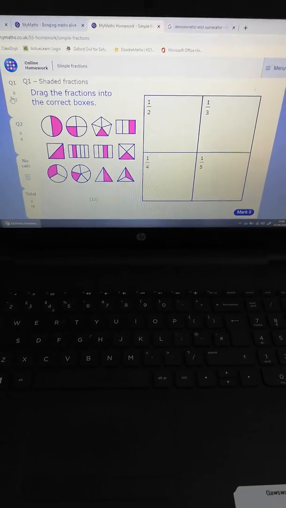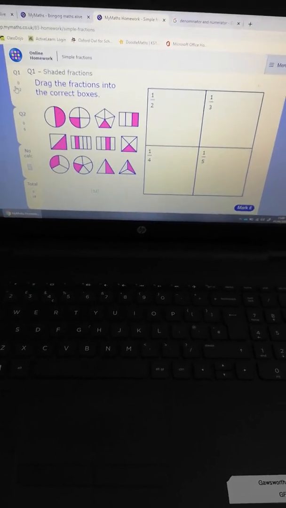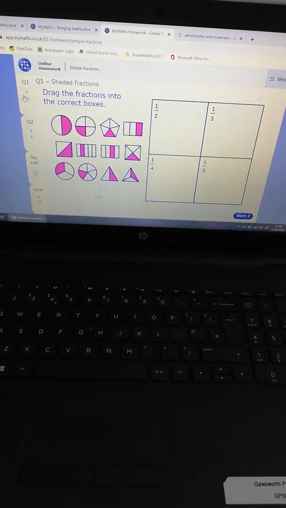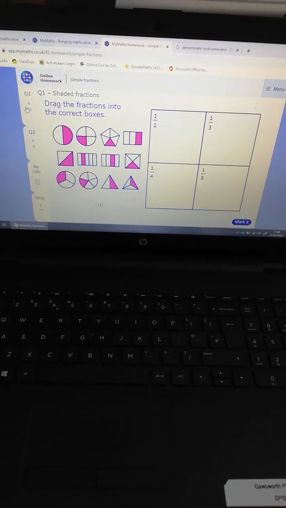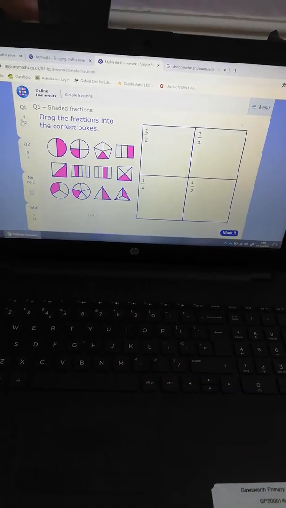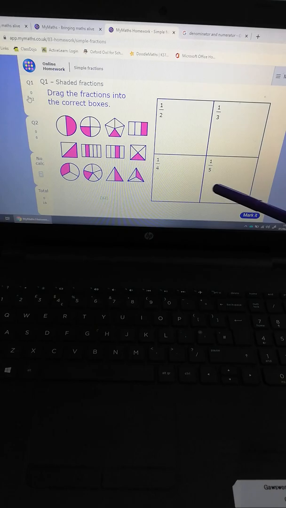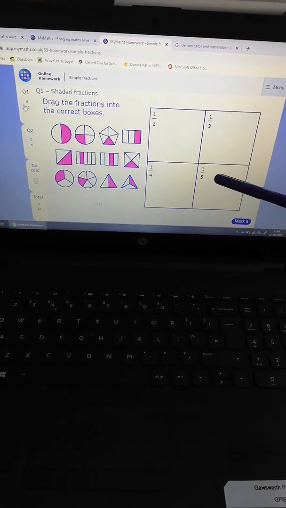I thought I'd quickly go over these questions with you just to make sure that we understand what they're asking. So this one here says drag the fractions into the correct boxes. You've got to tell me which of these pictures show these fractions. Remember, the denominator, the number at the bottom, remember D for down, shows us how many parts there are in the shape, and the numerator shows us how many are coloured in of those parts.